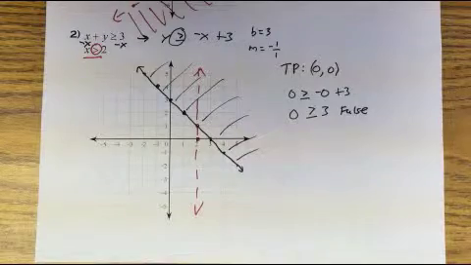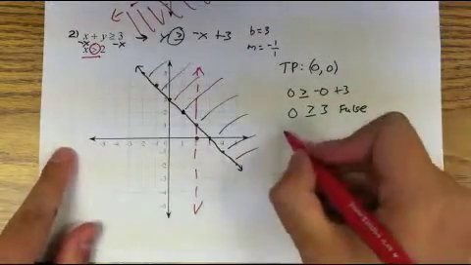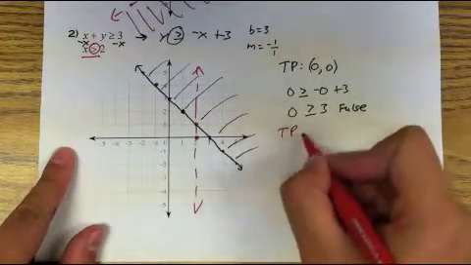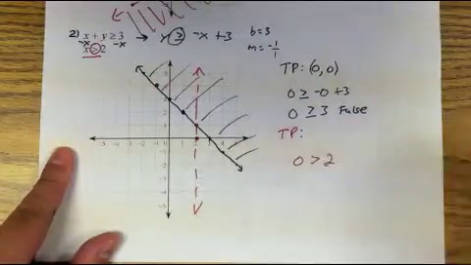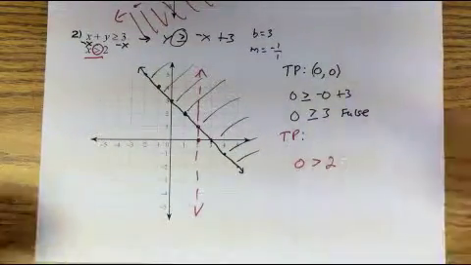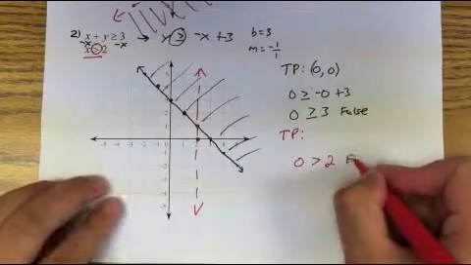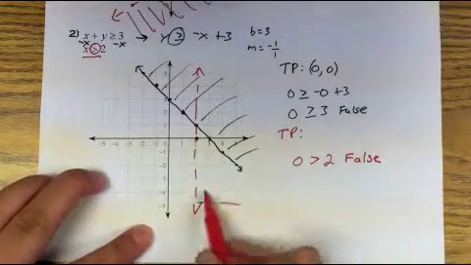Okay. Once again, I still can use a test point on this one. I'm just going to use 0. 0 is located on this side of the red line. So I'm just going to plug 0 into x. Is 0 greater than 2? The last time I checked, it is not. It's less than 2, so this is a false statement. Never shade the false side. Shade the opposite way. So we're going to shade this way.